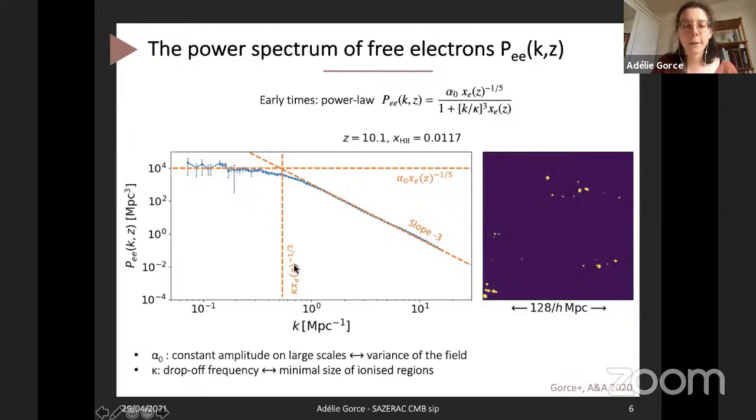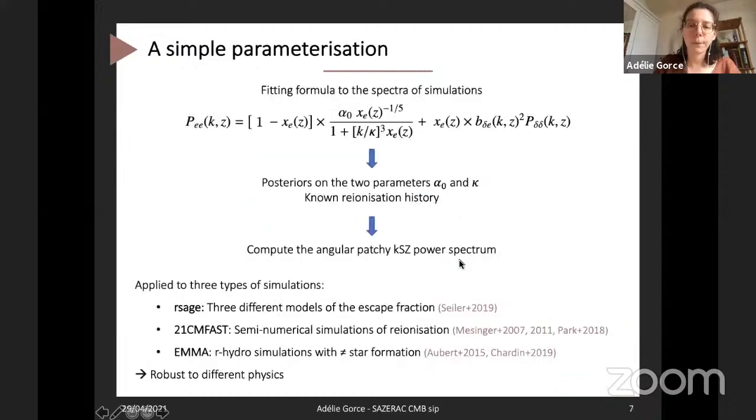The other parameter is kappa, which is the drop-off frequency. It's the frequency over which your power decreases as k to the -3. You can imagine as well that if there's no power on scales smaller than kappa, then it means that basically you do not have ionized regions that are smaller than this. At least that's the intuition you can have.